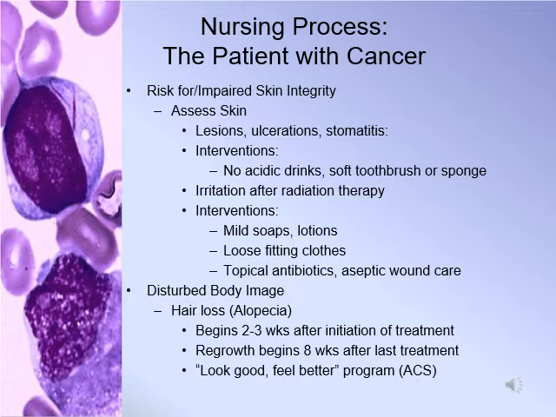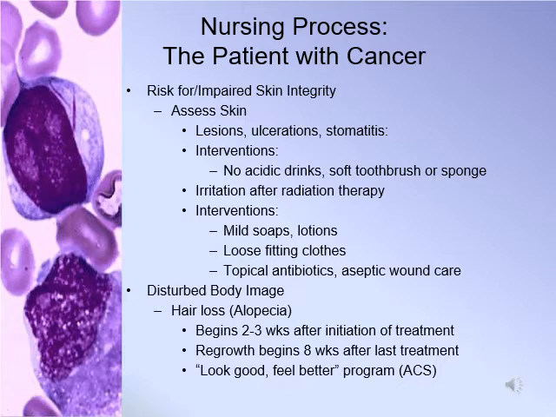Again, if they do have stomatitis in particular, we're going to make sure that we don't have acidic drinks. We're going to use a soft toothbrush or sponge to do cleaning, do mouth rinses, etc. If they're having issues with skin, just the general mild soaps, lotions, loose fitting clothes, etc. They may need topical ointments as well, but we would want them to be guided by their physician and by their oncologist.